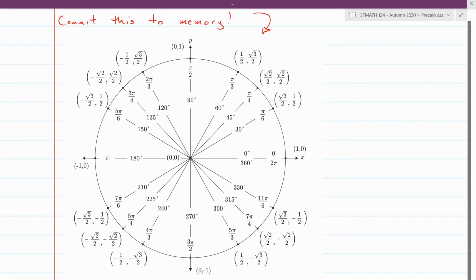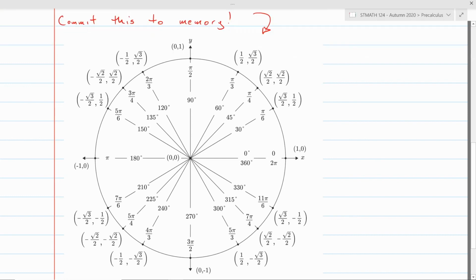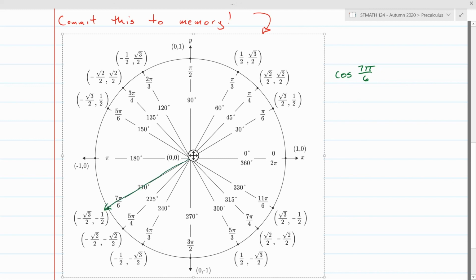that from knowing this picture, I could ask you things like, hey, what's cosine of 7 pi over 6? So in my mind, I kind of pull up this picture and I go, okay, 7 pi over 6 is this angle over here. And if I'm thinking about cosine, I'm thinking about the x coordinate. So that'd be negative square root of 3 over 2.